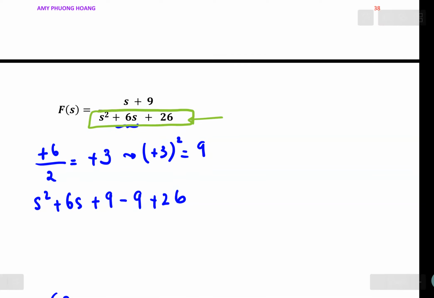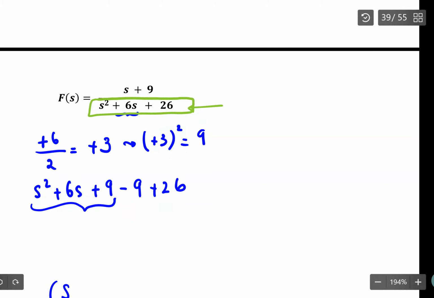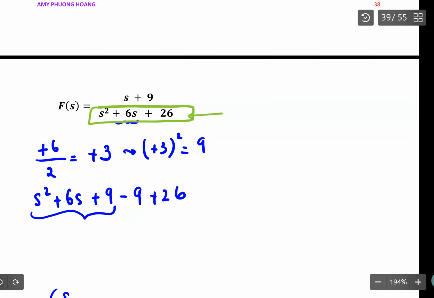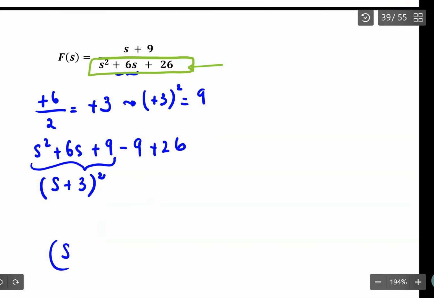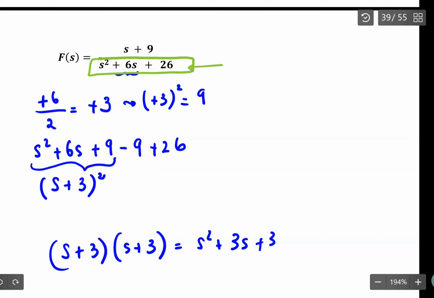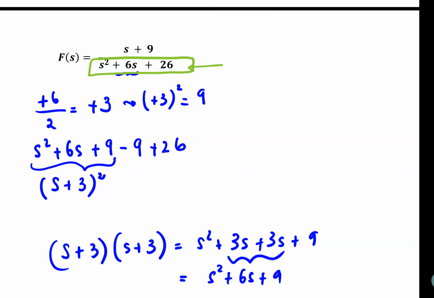So in this case, what you do is you group the first 3 terms. And s squared plus 6s plus 9 is the expansion of s plus 3, all of it squared. So let's check that. S plus 3 times s plus 3 equals s squared plus 3s plus 3s plus 9. Collect the middle term, I have s squared plus 6s plus 9. So s squared plus 6s plus 9 is the expansion of s plus 3, all of it squared.